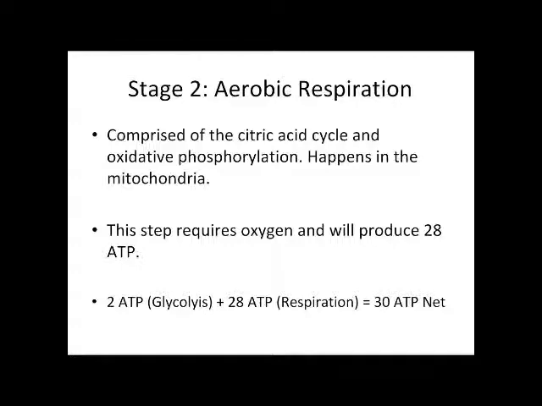So this is our summary. I've got 2 ATP, which is produced through glycolysis, and 28 ATP, which is produced through aerobic respiration. So that is 30 ATP net, so 30 ATP in total. Not just respiration, I should have fixed that. It should be aerobic respiration. Okay? Cool.